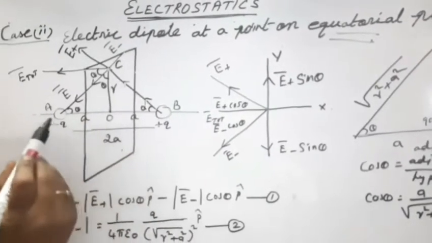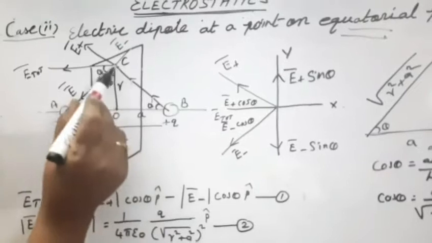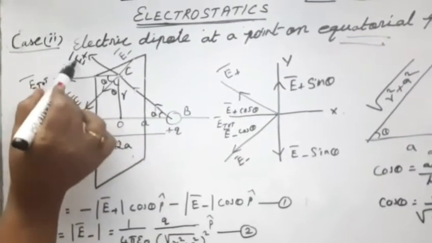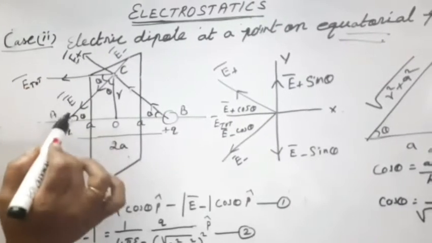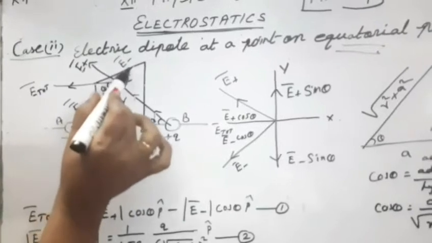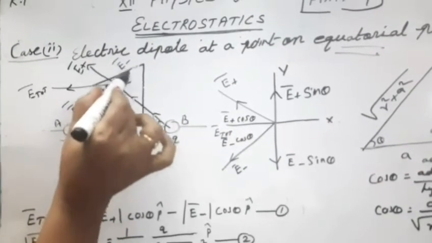Now we connect B and C, then A and C. Extend B and C, and this is known as the electric field of the point charge plus Q. And we can extend this line, and this is known as the electric field of the negative charge.